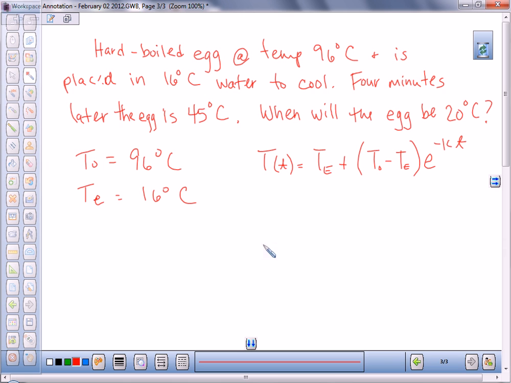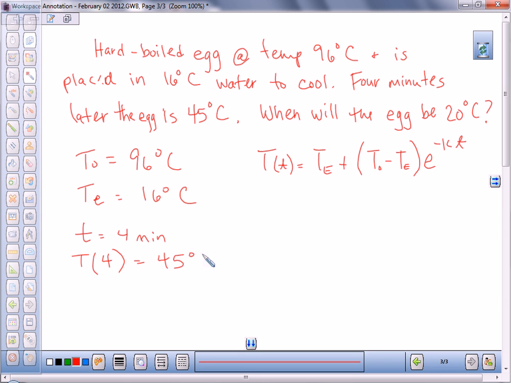What else do we have? We have this 4 minutes. So we have some kind of time, don't we? We have a time of 4 minutes. But at that time of 4 minutes, we actually have a temperature. So the temperature 4 minutes later is 45 degrees Celsius.